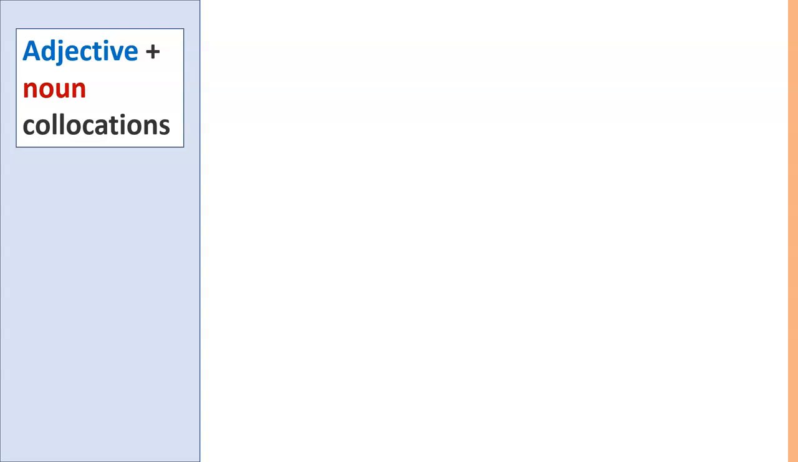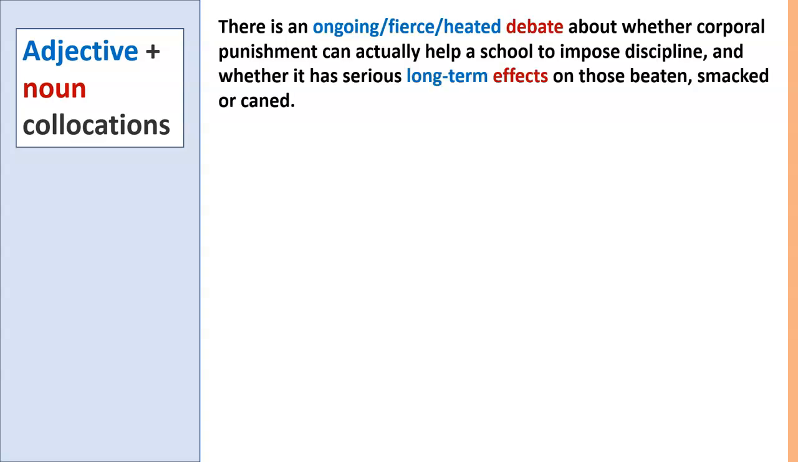There are lots of adjective noun collocations which work very well, so you can sometimes see these as compound nouns, sometimes view them as adjectives and nouns. It doesn't really matter, they're very good for your grade. Examples include adjectives which go with debate, so an ongoing debate is one which continues for a long time.